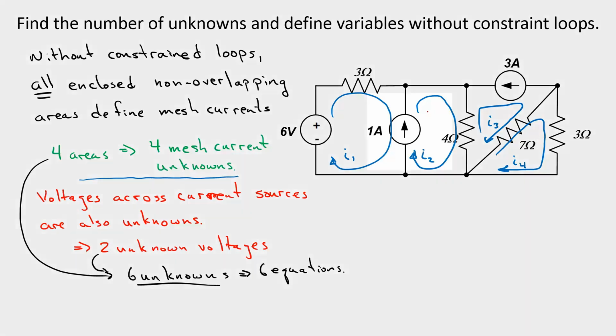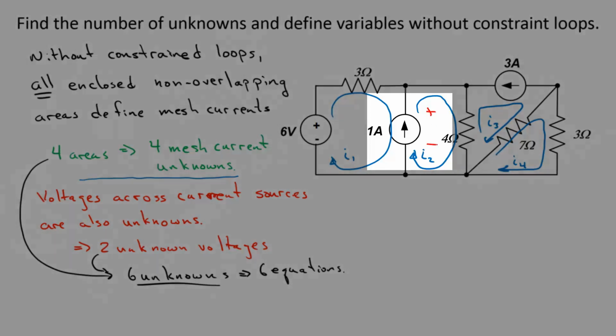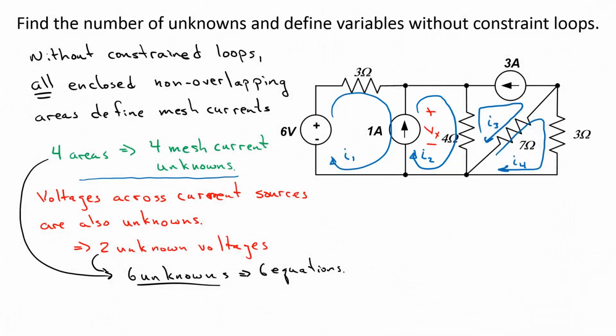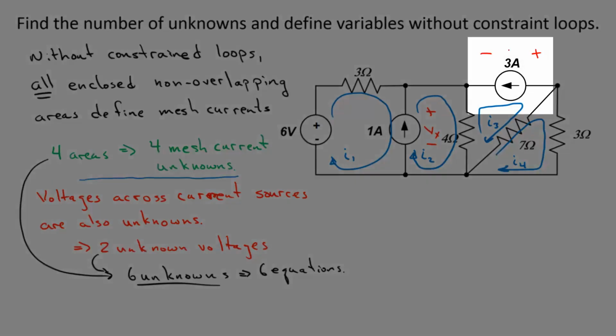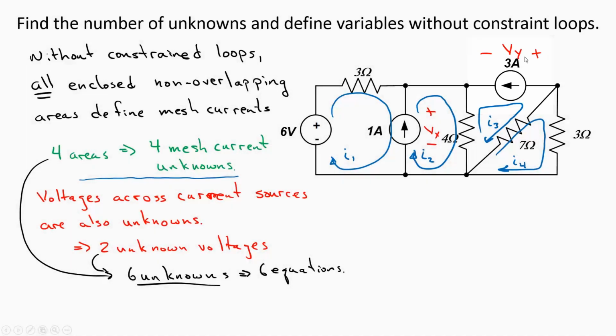Now we also need our voltages across the current sources. So I need to define an unknown voltage here across the 1 amp source, V sub x, and a voltage here across the 3 amp source, V sub y. The polarity is arbitrary. You just have to make sure that you choose something and stick with it. So those are our 6 unknowns that we need for our 6 equations.